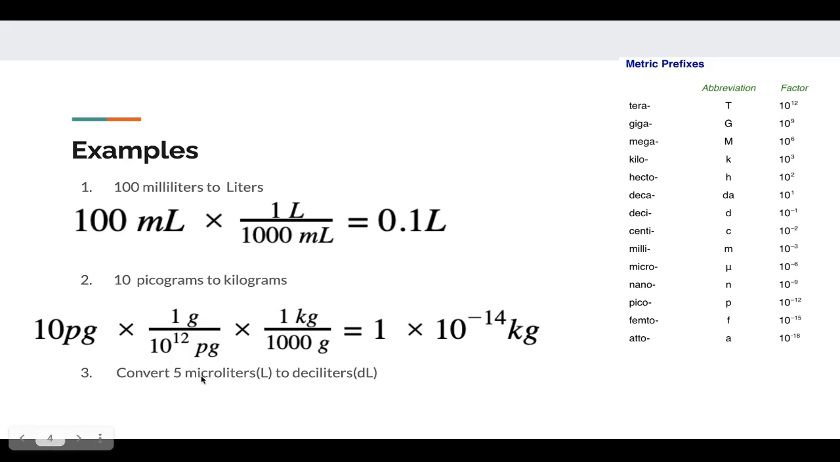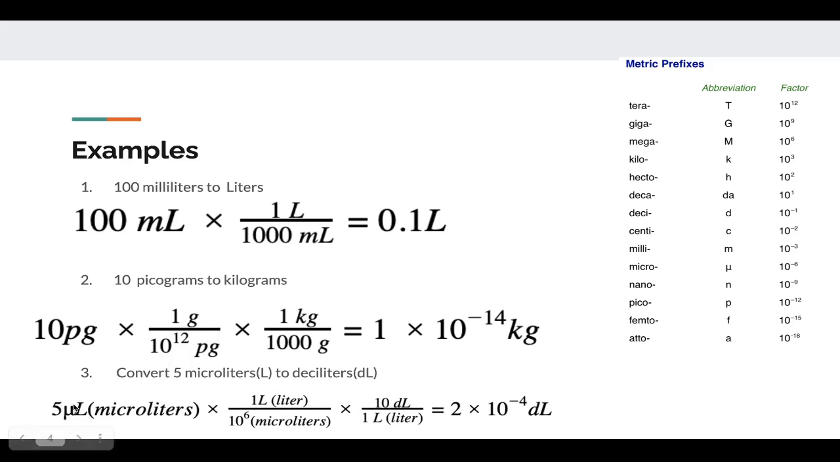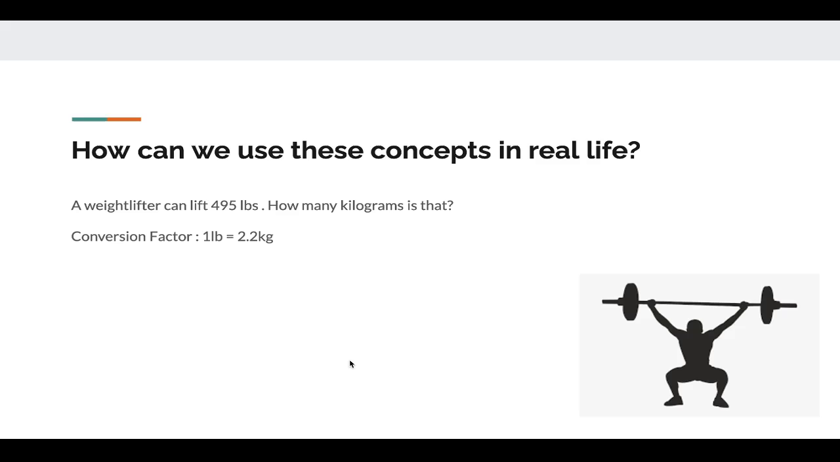Now, let's go on to more of a word problem. So we have 5 microliters. So that's the symbol for microliters. So we're going to start off with what we're given. We're going to go from microliters to liters. Then what we're going to do is go from liters to deciliters. And eventually, using the conversions given on the right, we're going to get 2 times 10 to the -4th deciliters.